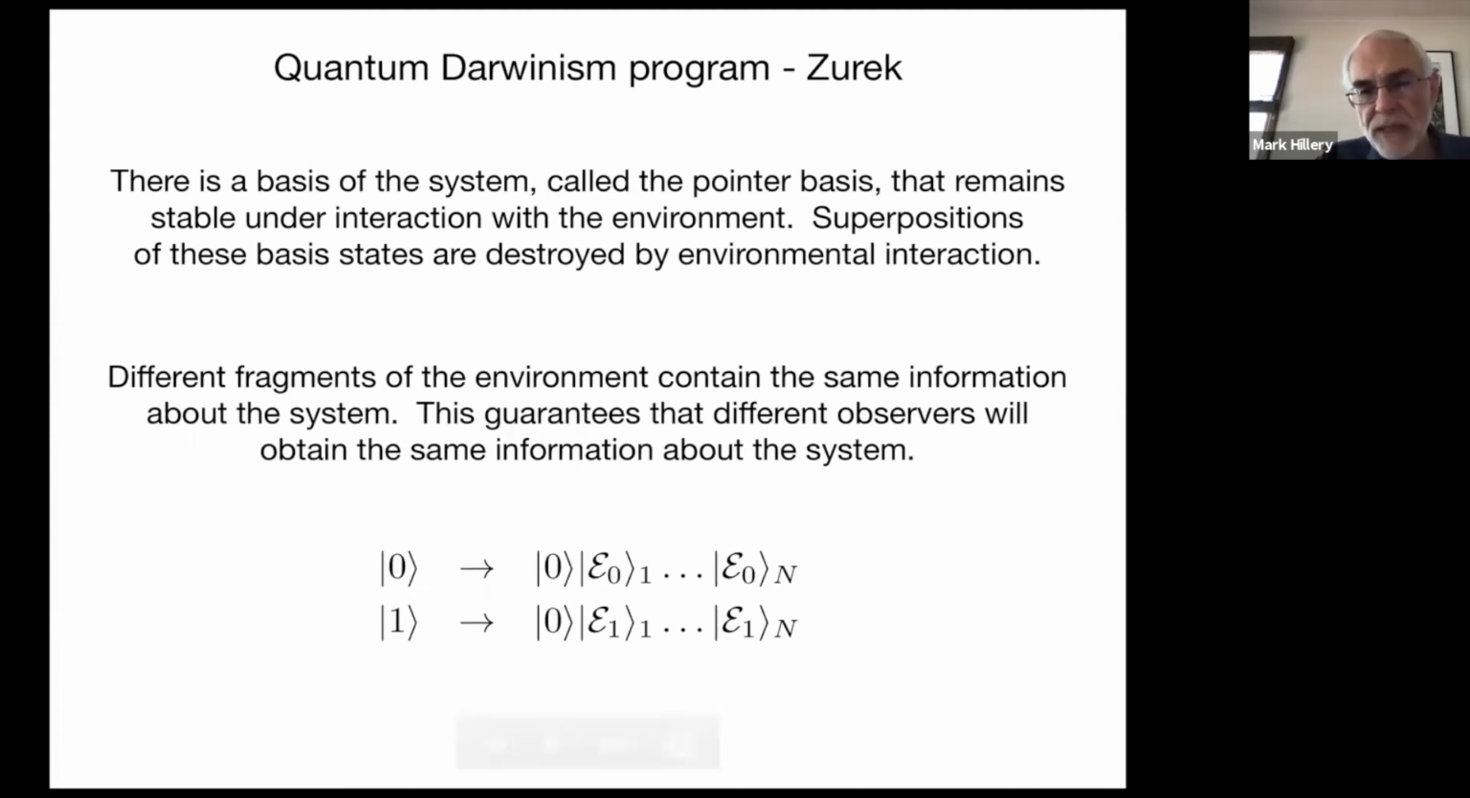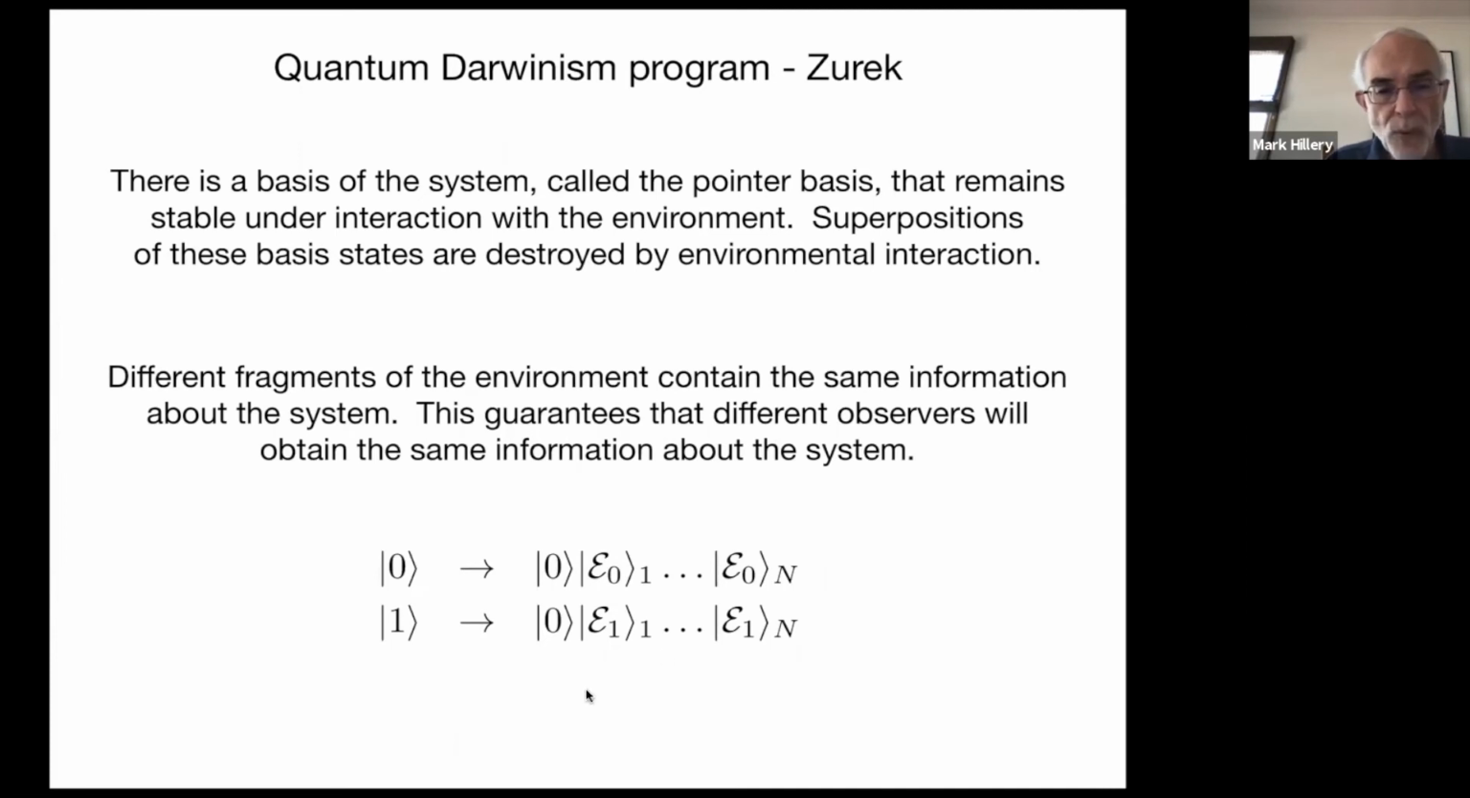So the second aspect of the quantum Darwinism program is this business about copying information about the system state into the environment and having it spread among many different pieces to which many different observers have access. So again, you will be hearing a lot more about this on Friday.